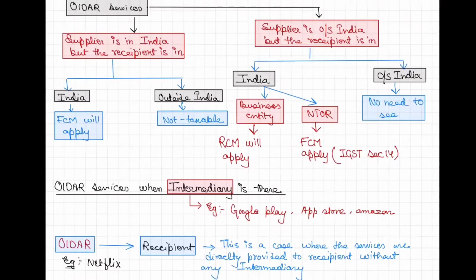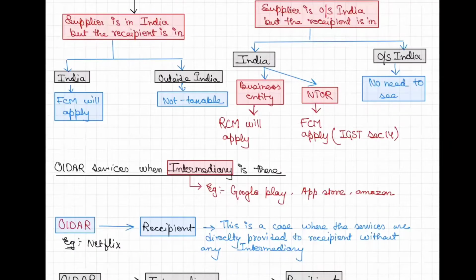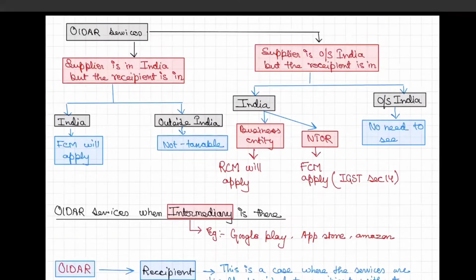Okay, so let's continue. Let's have a quick revision of what we have seen till now. OIDAR services are those like Netflix, Amazon, Hotstar, all those services. And when we talk about all these services, we find that maximum service providers are located in non-taxable territory. One thing you should always be clear about is that if OIDAR is providing services to any registered recipient, it is always taxable on reverse charge basis.